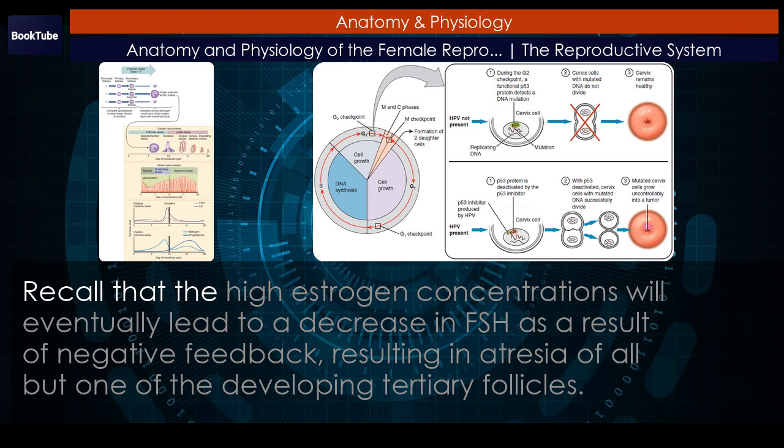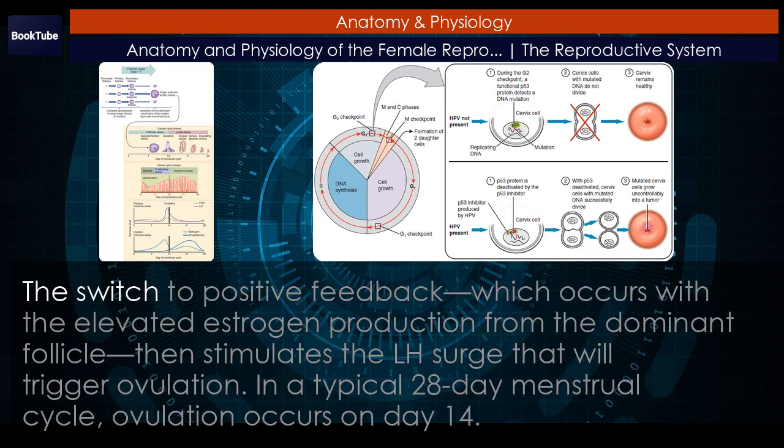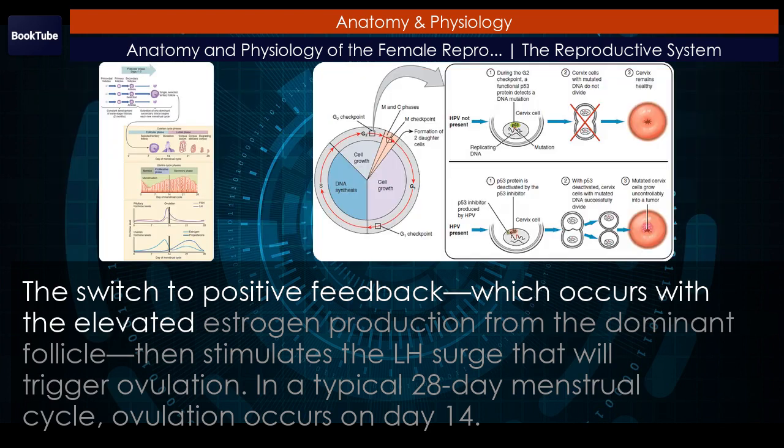Recall that the high estrogen concentrations will eventually lead to a decrease in FSH as a result of negative feedback, resulting in atresia of all but one of the developing tertiary follicles. The switch to positive feedback, which occurs with the elevated estrogen production from the dominant follicle, then stimulates the LH surge that will trigger ovulation.